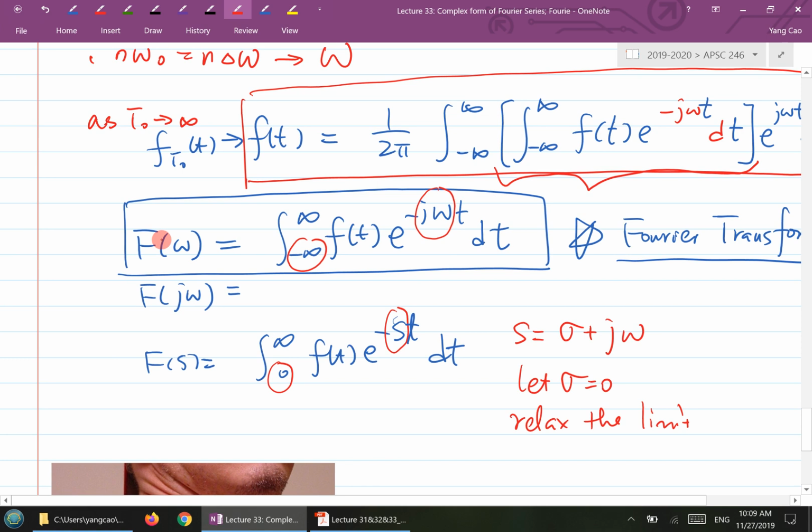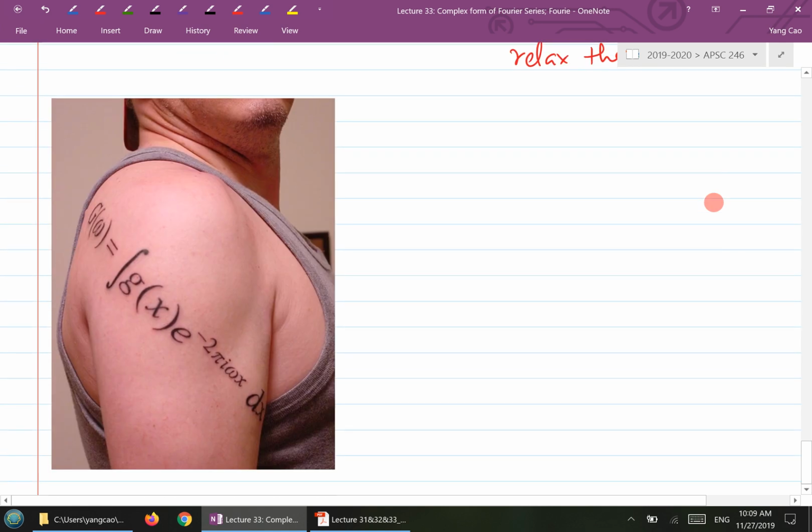But there's a lot of differences, though. Between the Laplace, there are a lot of similarity, but there are differences. Okay, I think I'll point it out later. So this is essentially the Fourier transform.